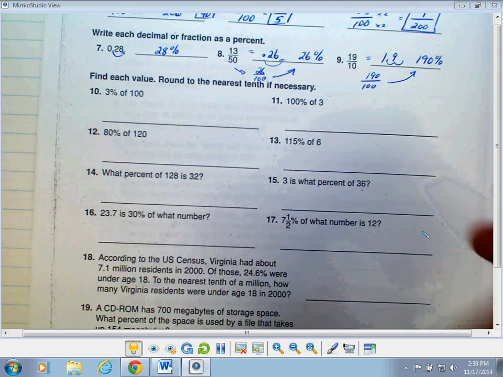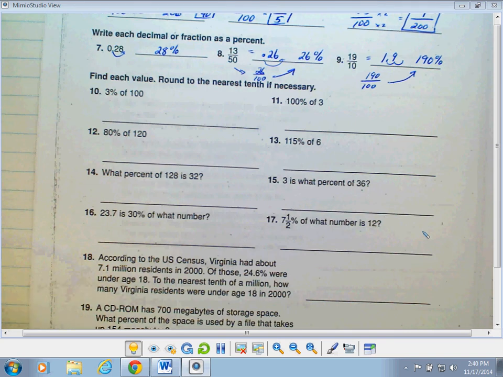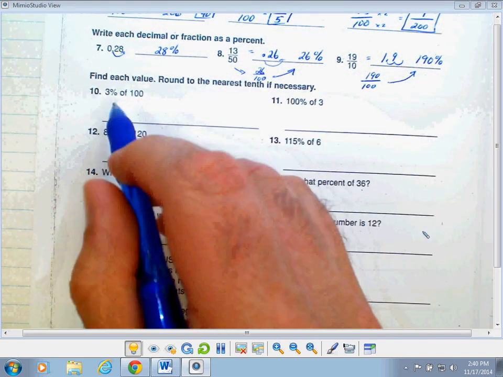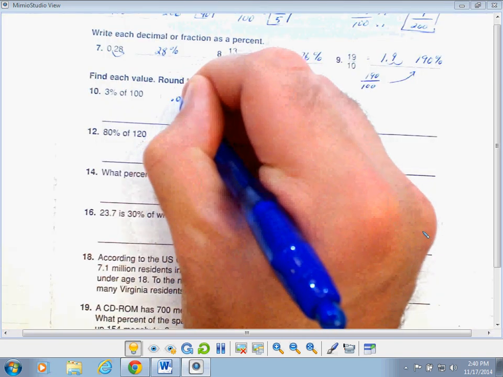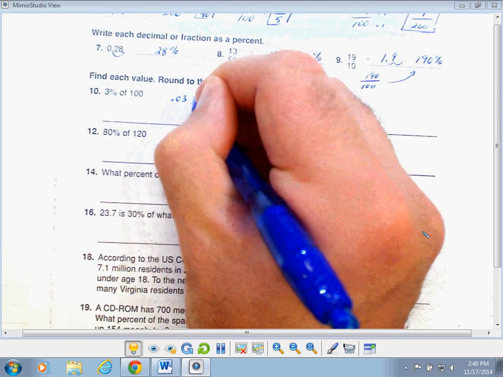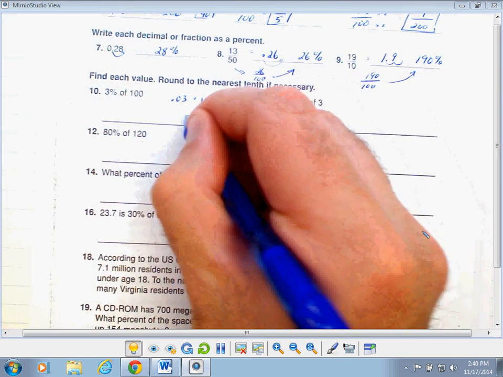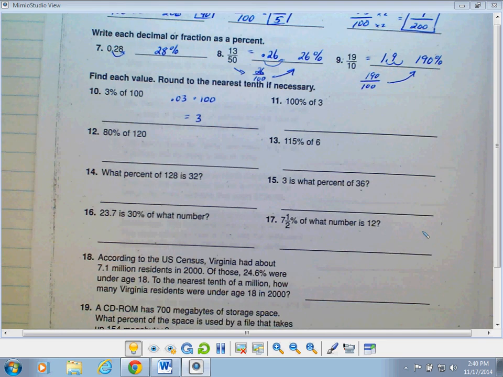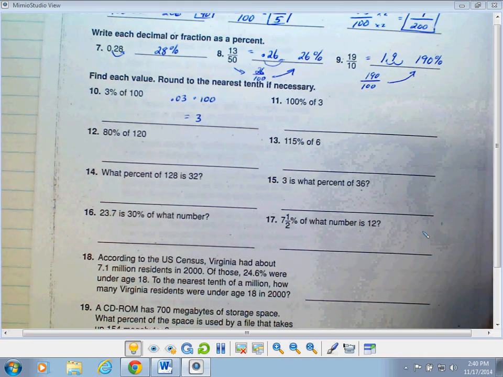So if you look at number 10, 11, 12, and 13, they're actually easier because they're more simple expressions. When it says 3% of 100, what they really mean is 0.03 times 100. And if you just type that into your calculator, it's 3. The same thing goes for number 11, 100% of 3. Well, what's 100% of anything? That one we don't even have to work out.